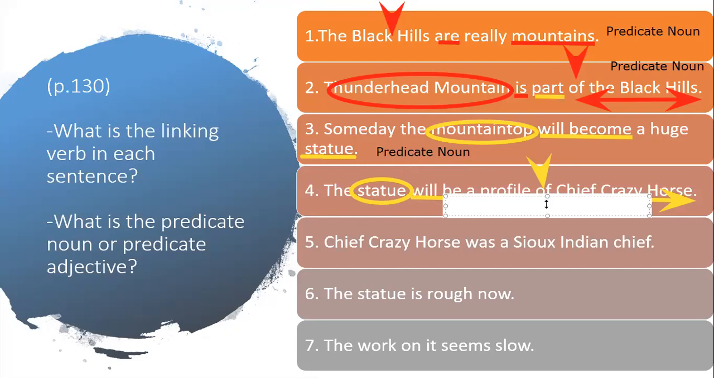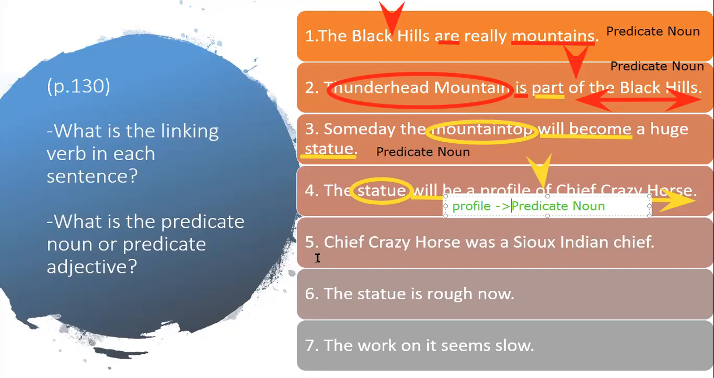When a word renames it, I'm trying to make this small, but apparently I can't. So this is a predicate noun. And I'm going to write the word profile because I can't really see it. So profile is the word that is linked to statue, so it is a predicate noun.